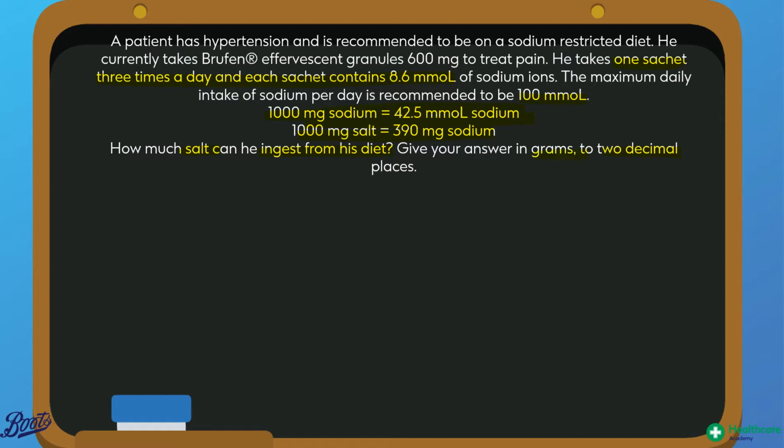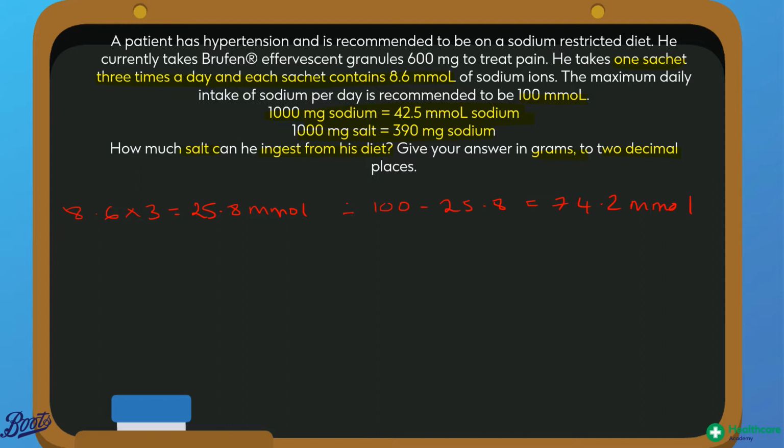So the first thing that we need to work out is the total amount of sodium in millimoles ingested from his Brufen. He takes 3 sachets a day, and each sachet contains 8.6 millimoles of sodium ions. So 8.6 multiplied by 3 equals 25.8 millimoles per day. And the maximum intake of sodium per day is 100 millimoles. Therefore, 100 minus 25.8 is equal to 74.2 millimoles, and that is how much remaining can be ingested from his diet. But we need to know what this is in grams.